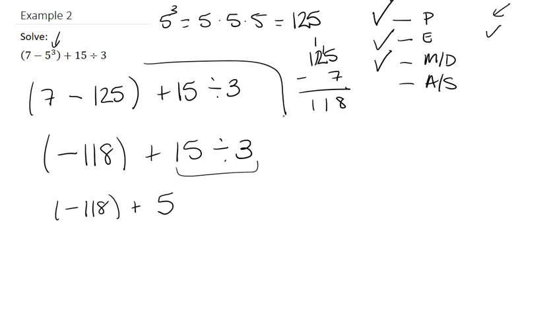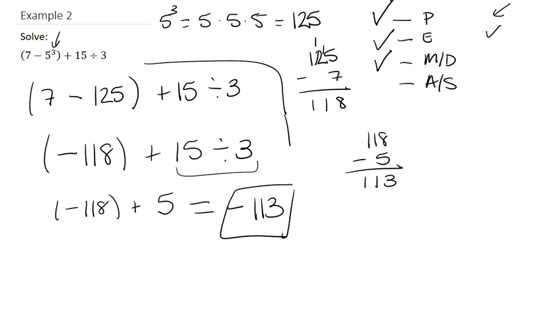Once again, we can just go 118 minus 5. 8 minus 5 is 3, and then 1, 1. And so this is negative 113 as we keep the sign of the larger number.